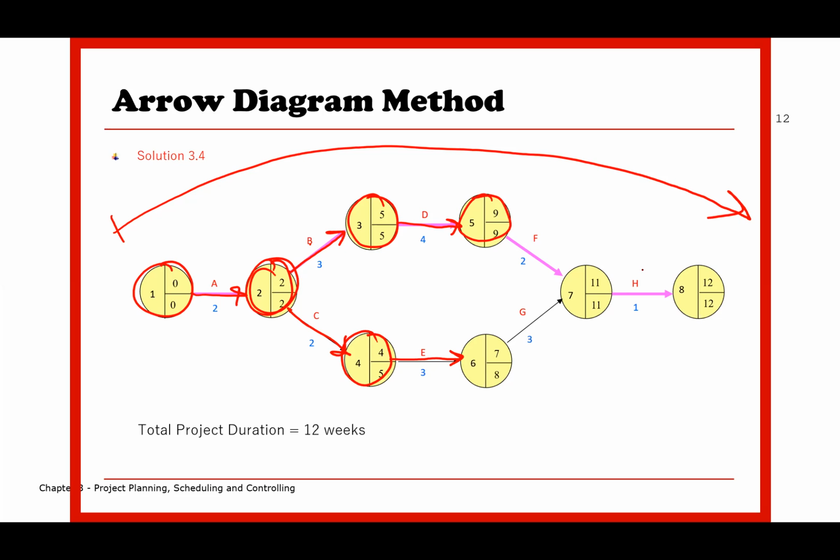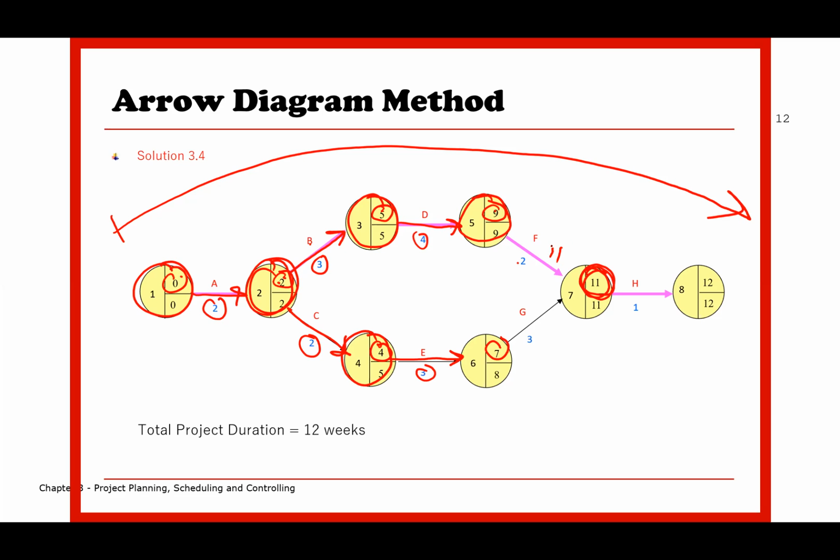You notice that once you complete the drawing, then you can start doing the calculation. How do you calculate? It's very easy. You start with 0. 0 plus 2 equals 2. 2 plus 3 equals 5. And then 2 plus 2 equals 4. Then D, 5 plus 4 equals 9. 4 plus 3 equals 7. And then there are 2 arrows coming in, so you have to be very careful what to put inside here. So how to calculate? 9 plus 2 equals 11.